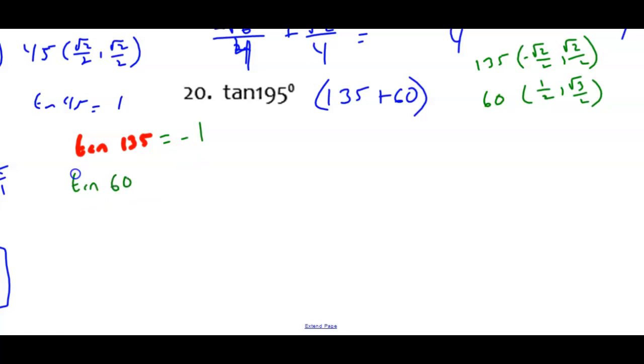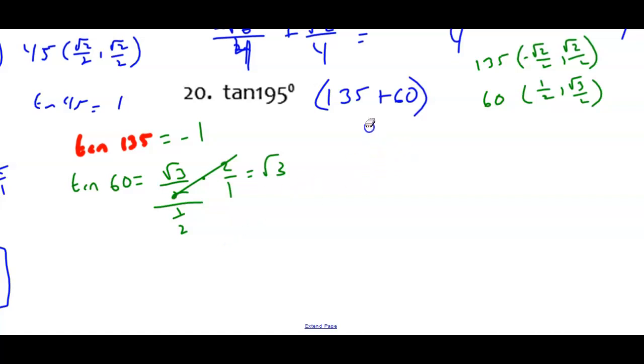And tan of 60 is sine over cosine, which we keep, change, flip. So flip this bottom, right? It's just radical 3. This makes it so much easier, guys, when you don't use 30. Just don't use 30. All right, don't use 30.